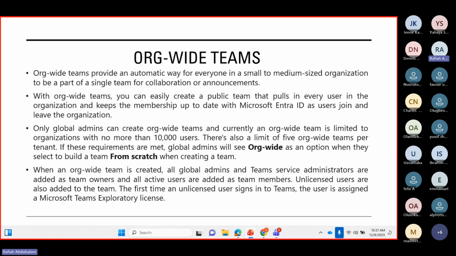I've explained that earlier. Currently, an org-wide team is only limited to organizations that have no more than 10,000 users. There's also a limit to the number of org-wide teams that you can create per tenant. That's just 5. Now, if these requirements are met, global admins would see org-wide as an option when they're trying to create a team from scratch.